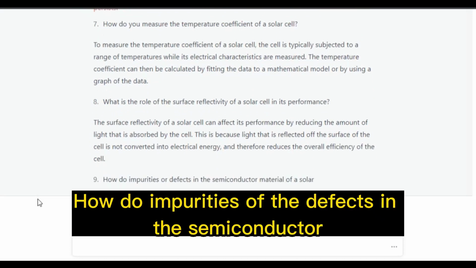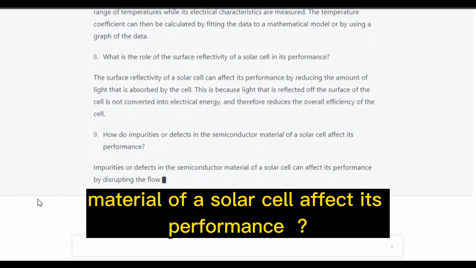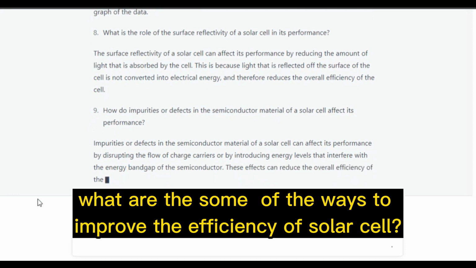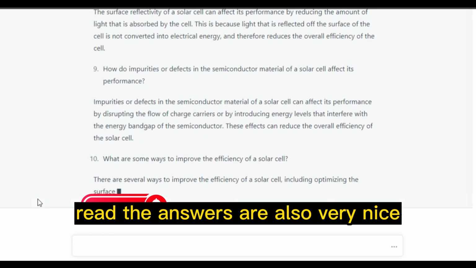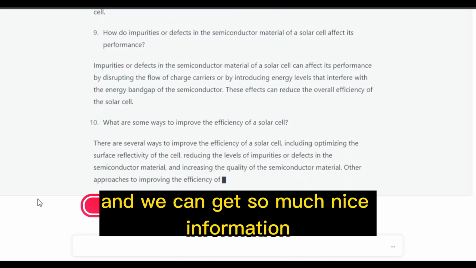The ninth question will be: how do impurities or defects in the semiconductor material of a solar cell affect its performance? Then the tenth question will be: what are some of the ways to improve the efficiency of the solar cell? The answers are also very nice, and we can get so much useful information.